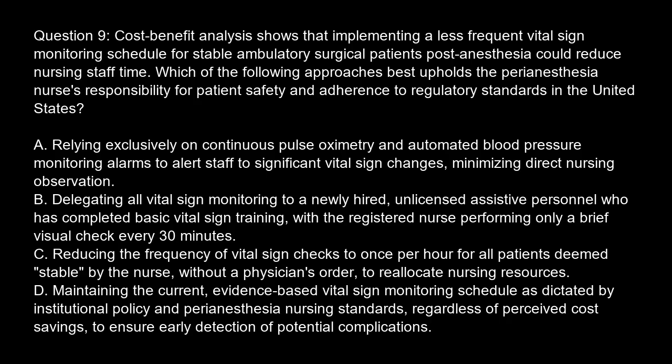Option C. Reducing the frequency of vital sign checks to once per hour for all patients deemed stable by the nurse, without a physician's order, to reallocate nursing resources. Option D. Maintaining the current, evidence-based vital sign monitoring schedule as dictated by institutional policy and perianesthesia nursing standards, regardless of perceived cost savings, to ensure early detection of potential complications.